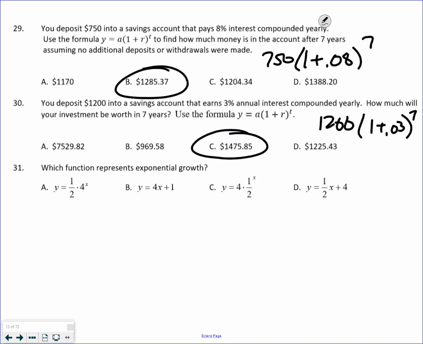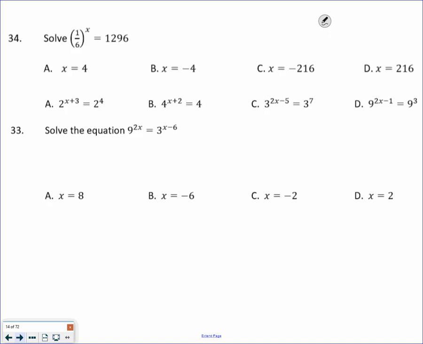Now remember, anytime the value is above 1, you're talking about growth. And anytime it's below 1, you're talking about decay. And so you'll notice that this is a line, so that's not exponential growth. And this is also a line, so that's not exponential growth. And this one is being raised to the half, being raised to the x power. And this one's 4 is being raised to the x power. So since this one is above 1, being raised to the x power, that would be considered exponential growth.